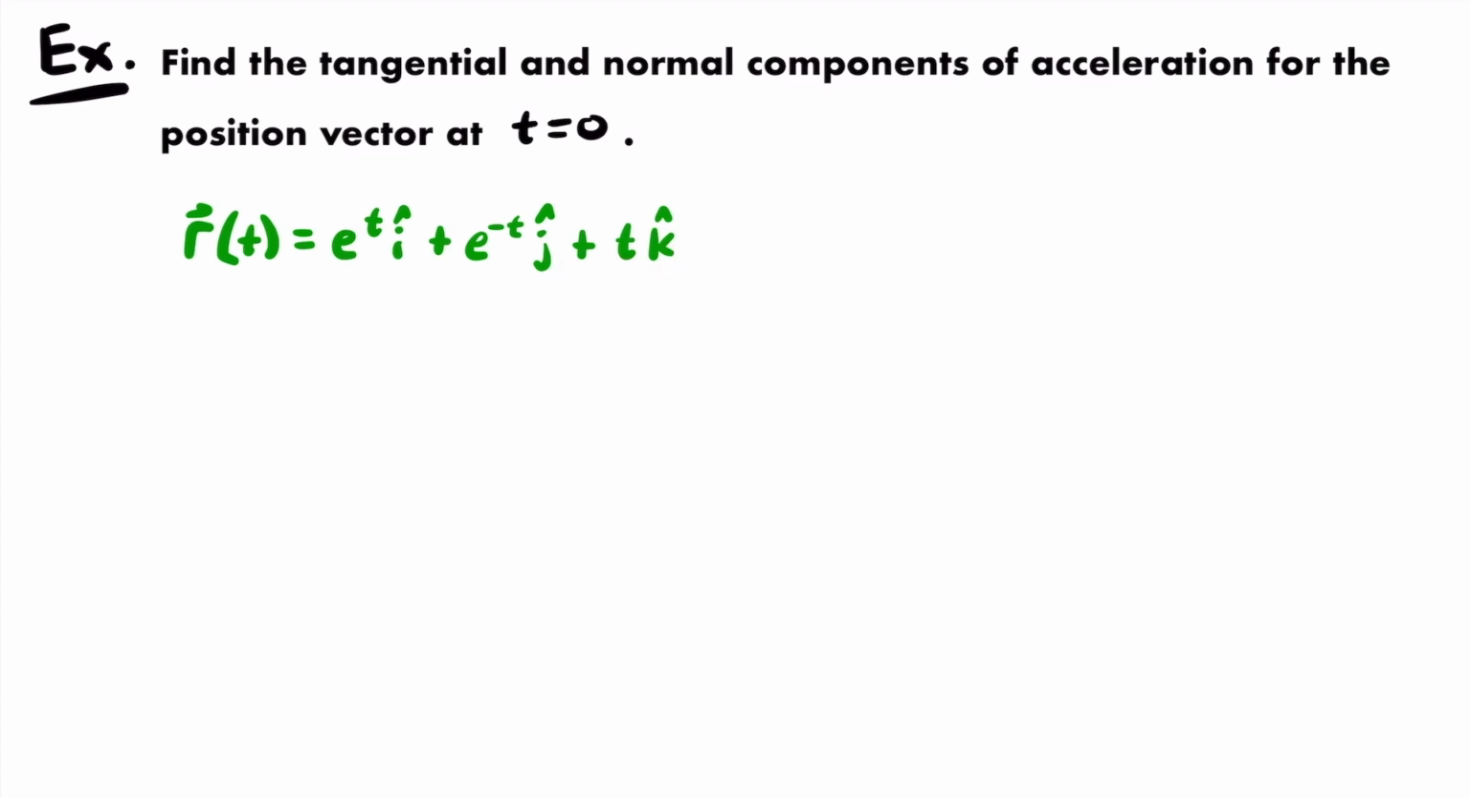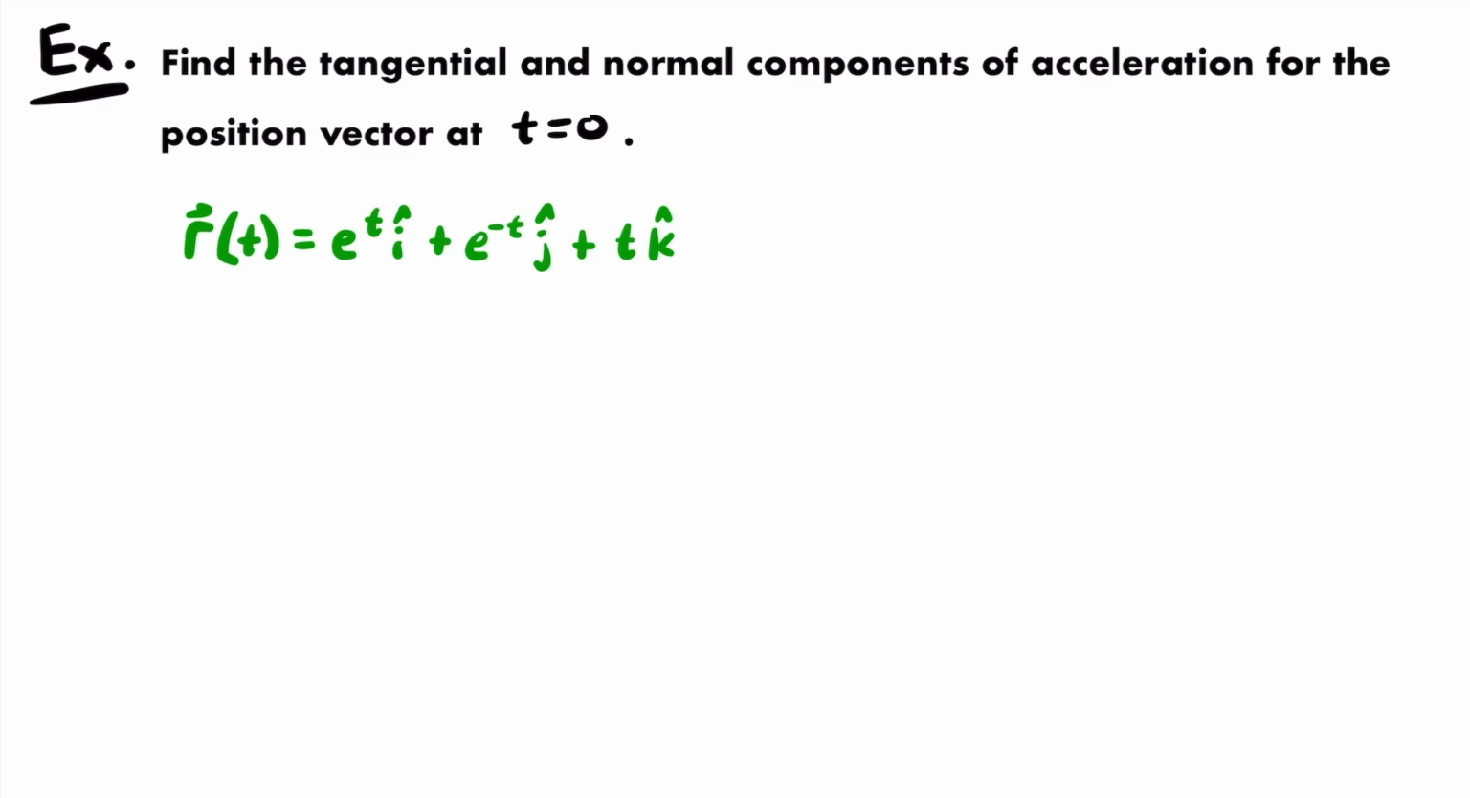Alright, so this example is a little bit different than our first one. In the first example, we were just looking for the general expressions for the tangential and normal components of acceleration, but this time we're just looking for specific values of those components at t equals 0. So we don't need to find any expressions in terms of t for these two components, we just have to find one specific value for each of them at t equals 0. So that is going to make our work a little bit easier.